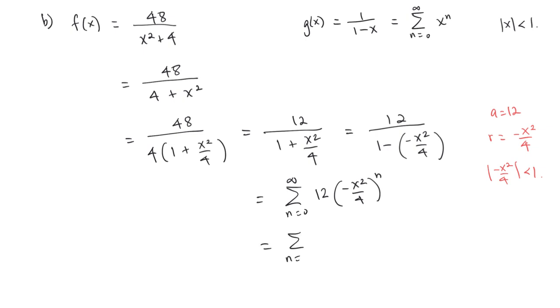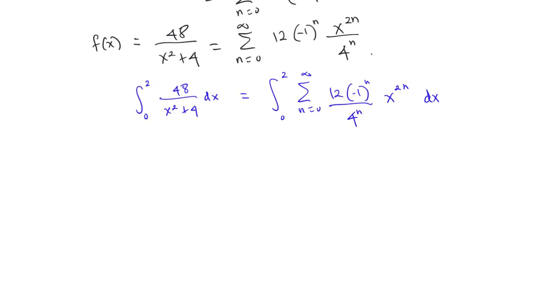Simplifying this, we have the sum as n goes from 0 to infinity, 12 times negative 1 to the n, x to the 2n over 4 to the n. This is the power series that represents the function 48 over x squared plus 4, which is f of x. Now we're going to integrate the series from 0 to 2, the same as we did before when we integrate the function f of x from 0 to 2.